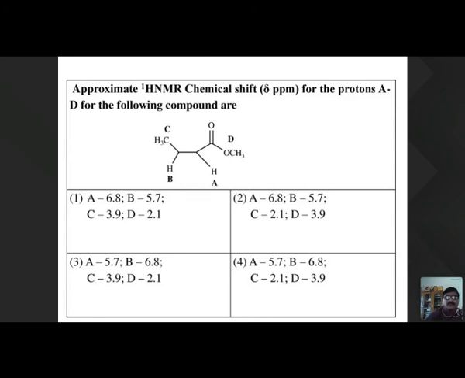Yeah, what's the answer? Has anyone presented an answer? No answer. Okay, it's actually very easy to answer. Just look into this ester proton, OCH3. This typical value is around 3.8. Now you can eliminate other answers based on that. So OCH3, that's the D proton, should be around 3.8.